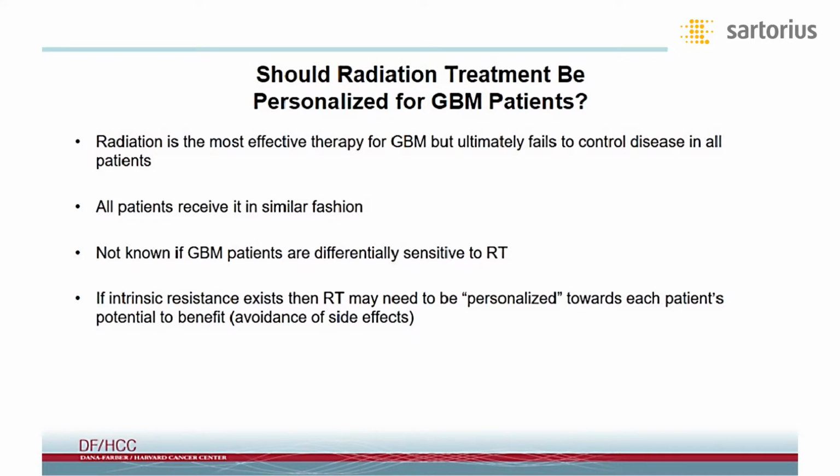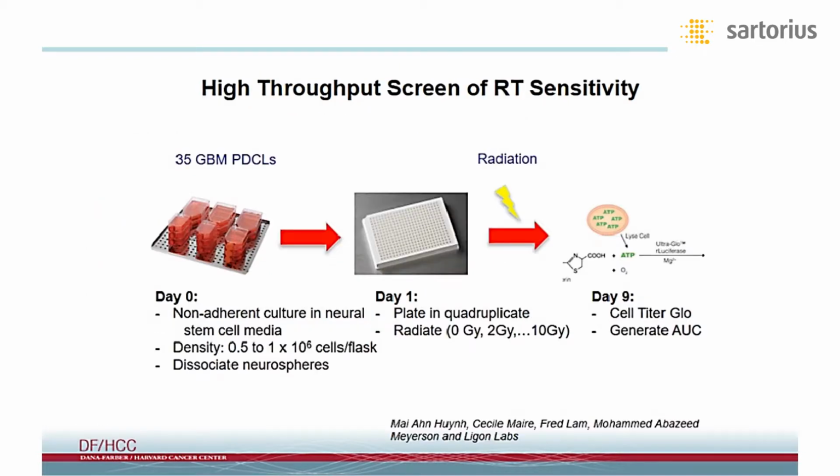We've also been studying some of the standard of care effects using our cell line models cohort. One thing that we had been trying to address was whether radiation should be more personalized, and was there a differential distribution of response to radiation, which all patients get with glioblastoma currently.